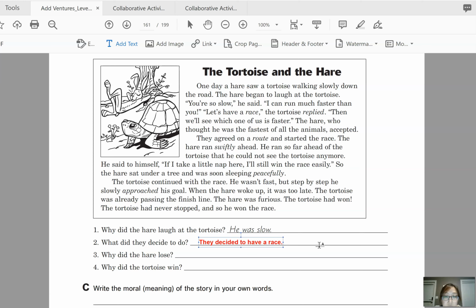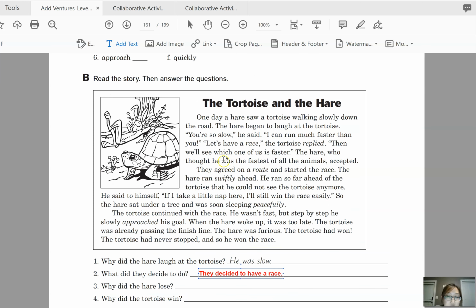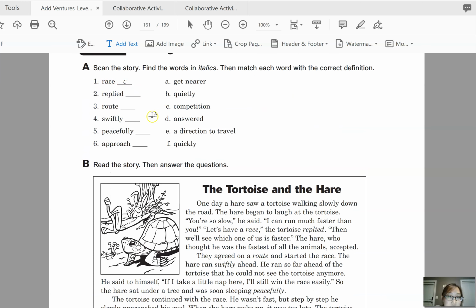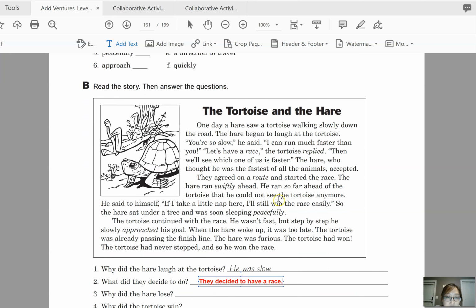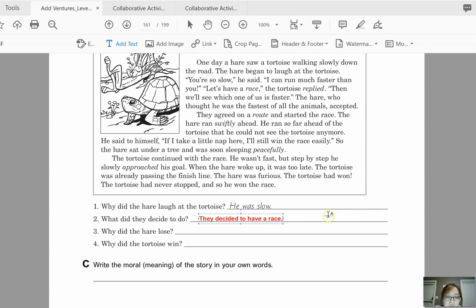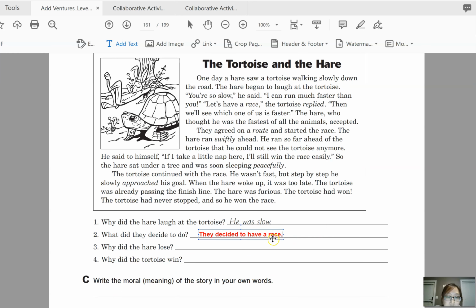Okay, so actually let me check here real quick. Race, okay, is a competition, yeah. So as you can see, it's used as a noun, so we can say they decided to have a race. But we could also say they decided to race, which uses the word race as a verb instead. They decided to race.